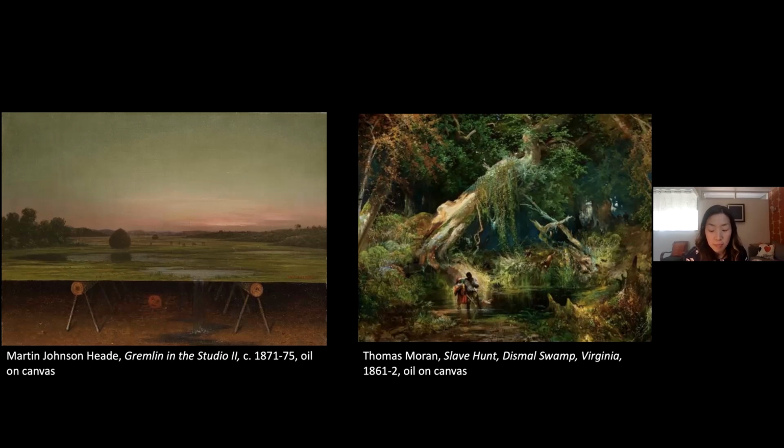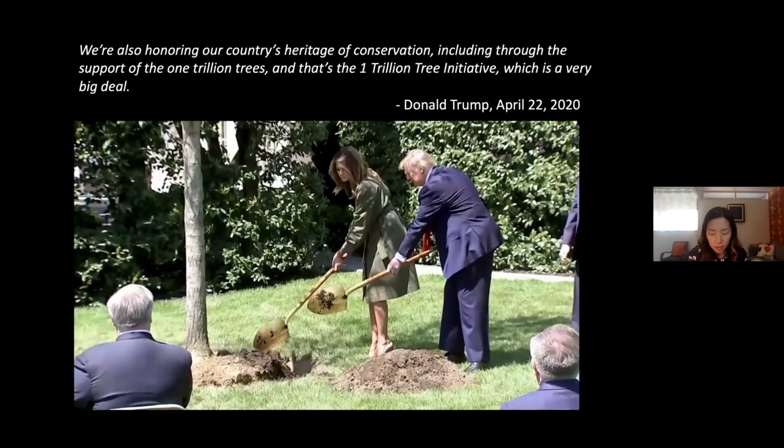Although now we recognize the benefits of wetlands for protection against flooding and erosion, for cleansing water and air of pollutants, there is actually still a bias against these spaces that stems in many ways directly from the 19th century landscape tradition. On Earth Day last year, then President Donald Trump planted a ceremonial maple on the White House South Lawn to honor, as he put it, the country's heritage of conservation through the 1 Trillion Trees Initiative, which is a very big deal. The initiative to which he's referred is a global reforestation campaign launched in 2018 to combat climate change.